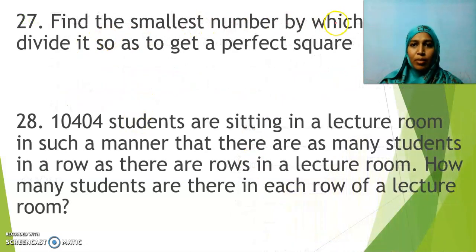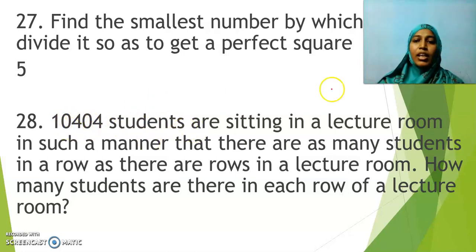Now find the smallest number by which 37,845 should be divided so that to get a perfect square. Again, we have to go in for the prime factorization method, and the answer is 5. Next, 1, 2, 3, 4, 5.